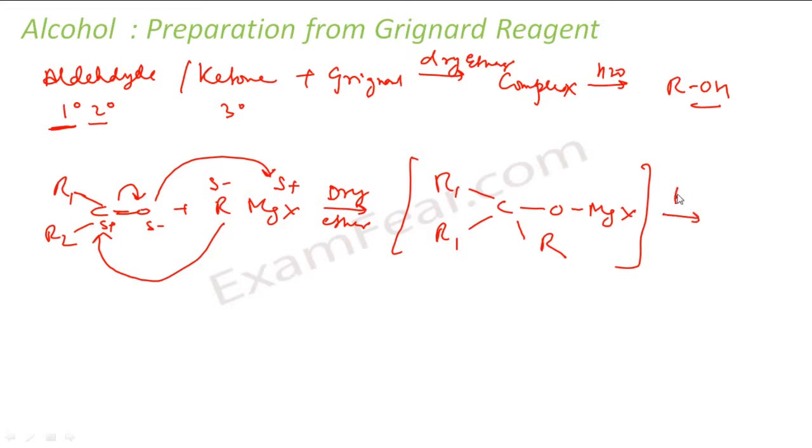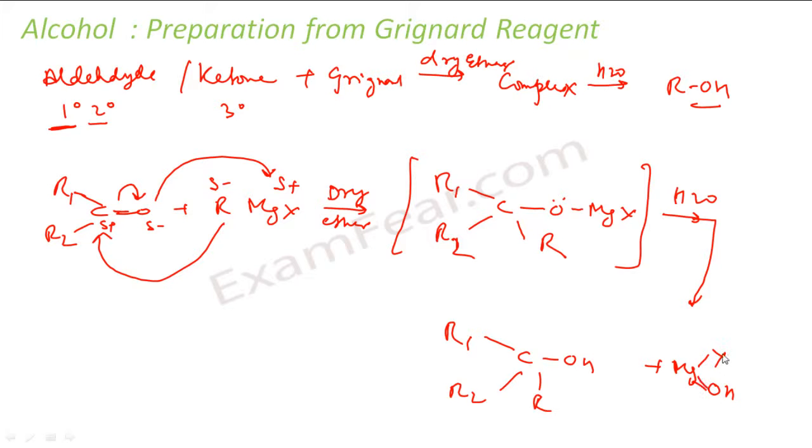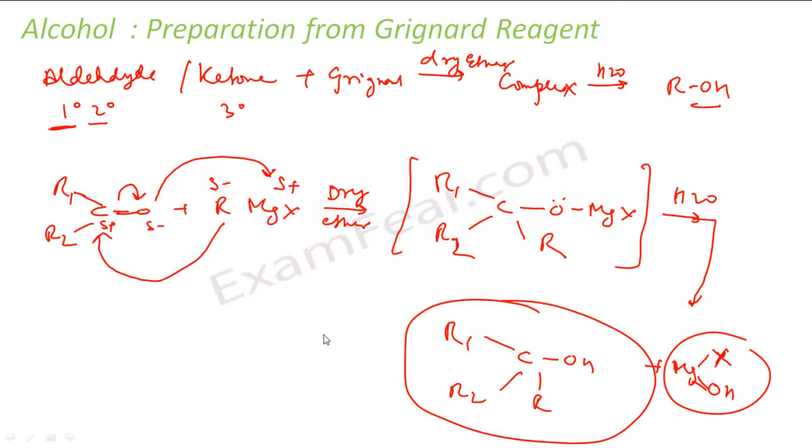On this you add H2O, water. The moment you add water, the MgX comes out with OH, and the H from the water is added here. So you get this product, plus MgX-OH. MgXOH is a byproduct, and this is the output you get. This is the typical reaction for preparation of alcohol.